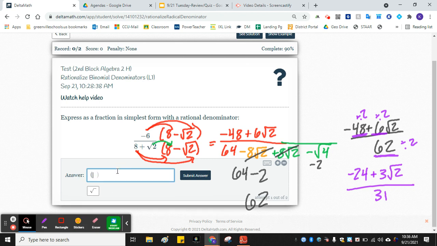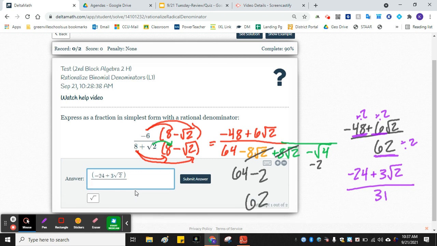So when you're typing this in, you're going to put it in parentheses because you want that negative 24 to be on top. Plus 3 square root 2 outside my parentheses divided by 31.